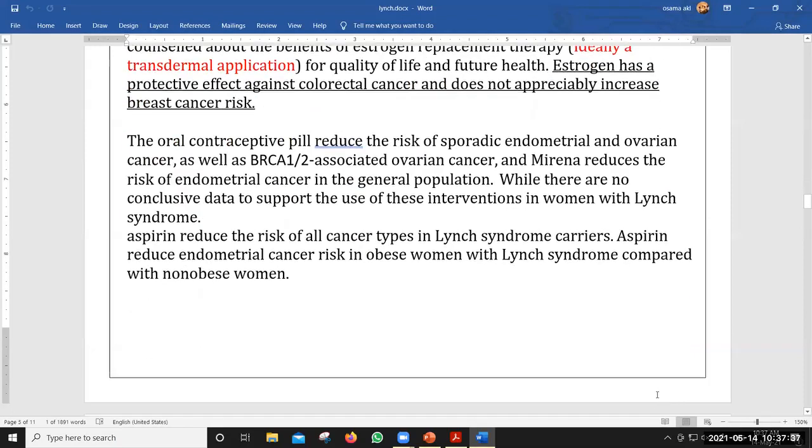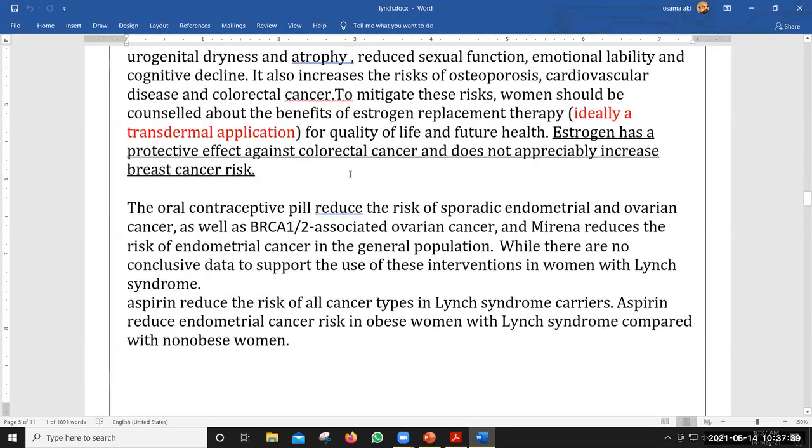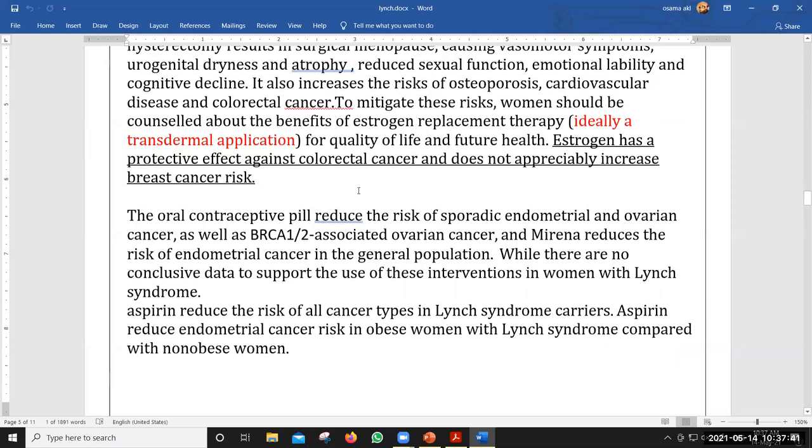Okay. And there are not enough studies about receiving the oral contraceptive pill or Mirena to protect against endometrial cancer. We don't have enough studies. So we will not choose OCP or Mirena in the exam. We will choose the prophylactic surgery at age of 40 after completing the family. And we will recommend colonoscopy, and we will recommend aspirin.